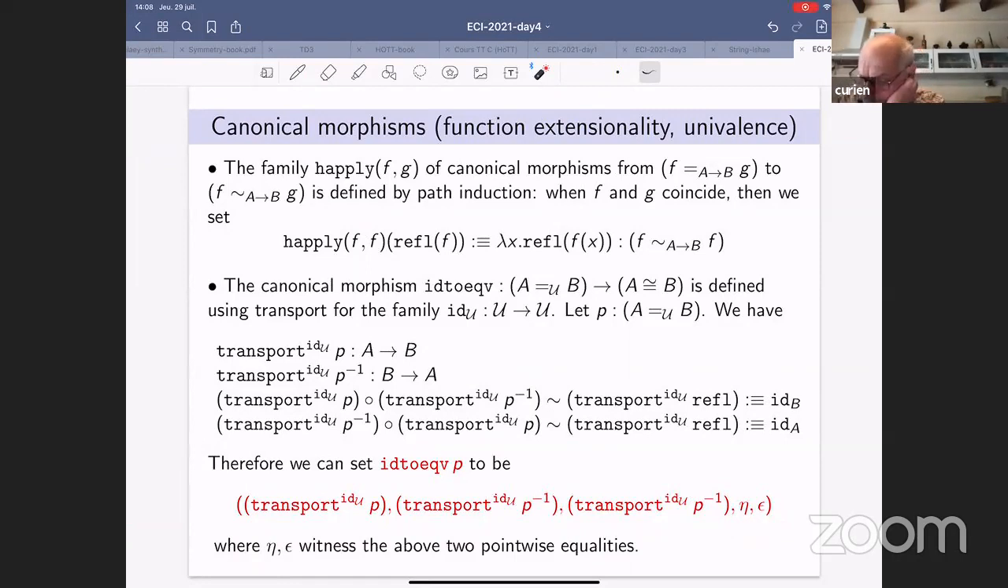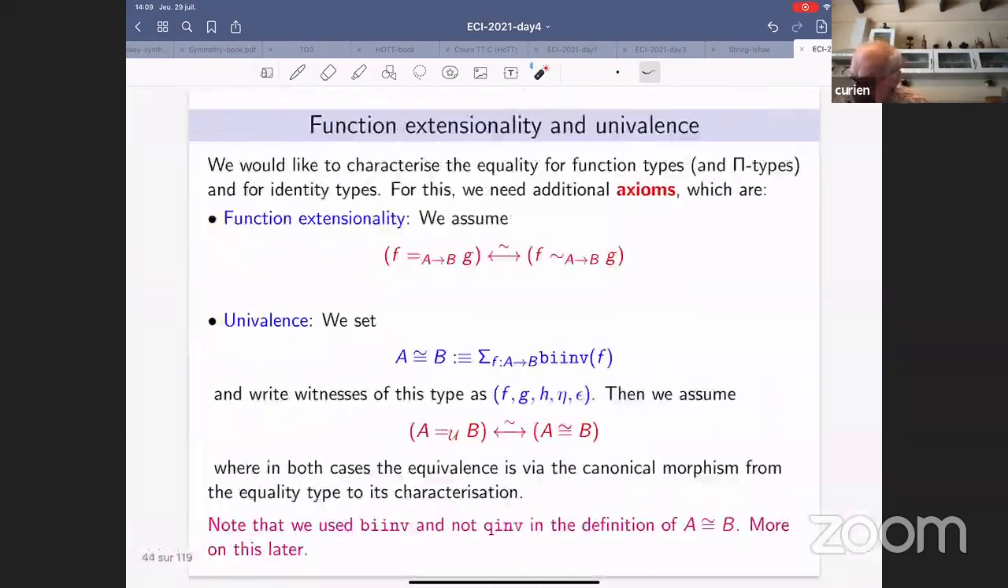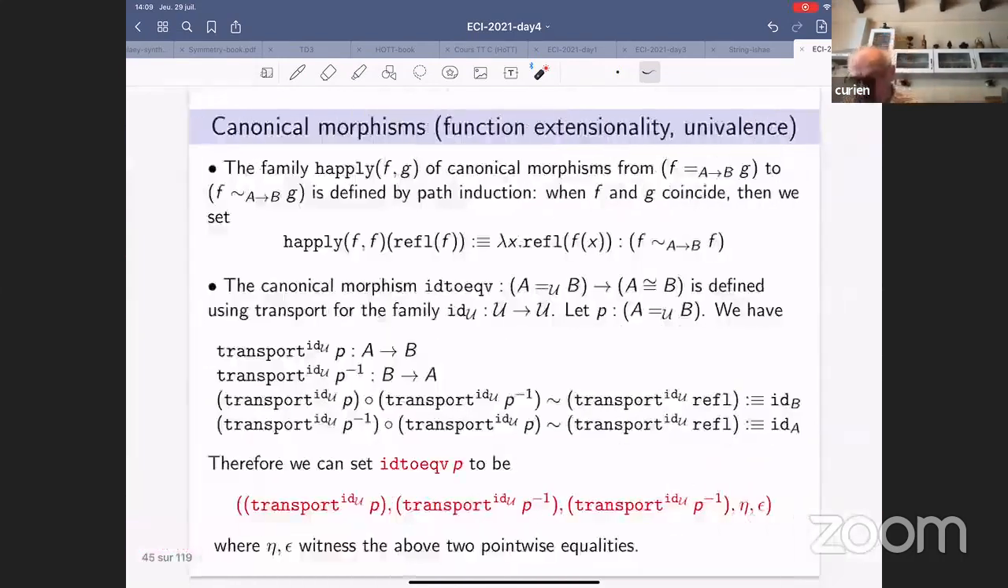Actually what I do is that I repeat: the g and the h will be the same function. So I actually define only two functions, one from A to B and one from B to A, and they are defined using transport. I was a little bit incorrect by telling you that idtoeqv was defined by path induction. It's defined by transport. Transport is itself defined by path induction, but it's not directly defined by path induction.